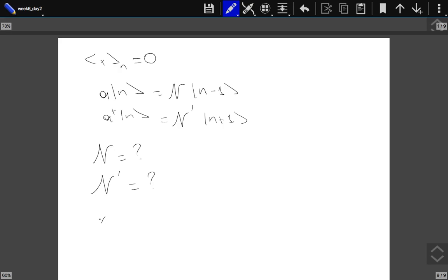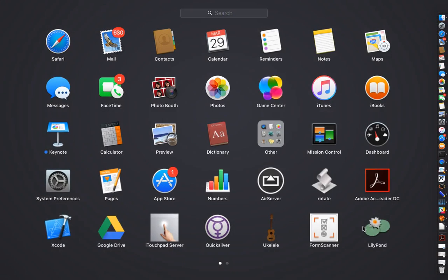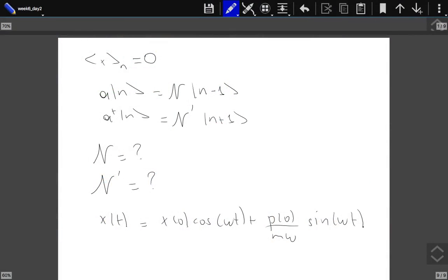You see, we already know that for the harmonic oscillator, x of t is x of 0 cosine omega t plus p of 0 over m omega sine of omega t. This we already know. So there's no surprises over there. So we should start with a ket that has a non-zero expectation value of x. That is not an energy eigenket. That cannot be an energy eigenket.